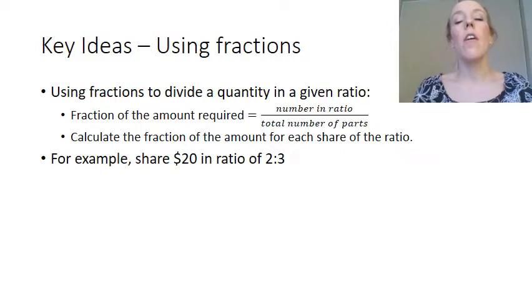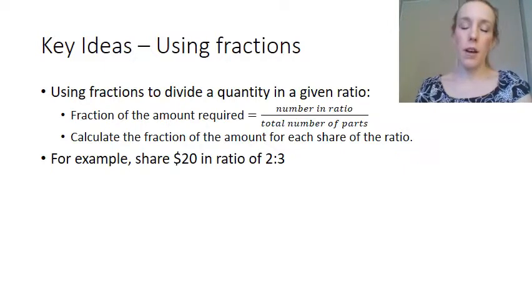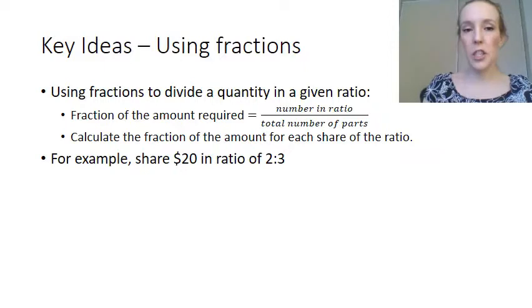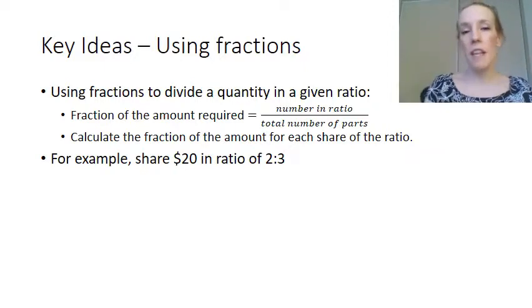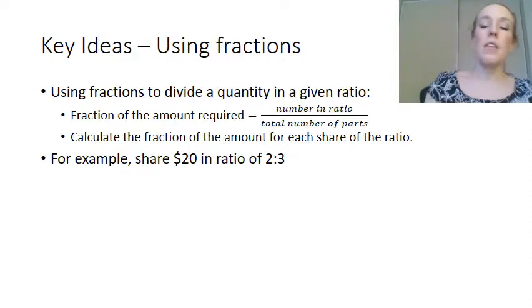Okay. So another way to divide a quantity into a given ratio is using fractions. If you don't want to use the unitary method, you can use fractions. Both of these methods are correct. It's just 2 different ways of doing it. So to do the fraction, it's the fraction of the amount required. So it's the number in the ratio over the total number of parts. And then from there you can calculate the amount.